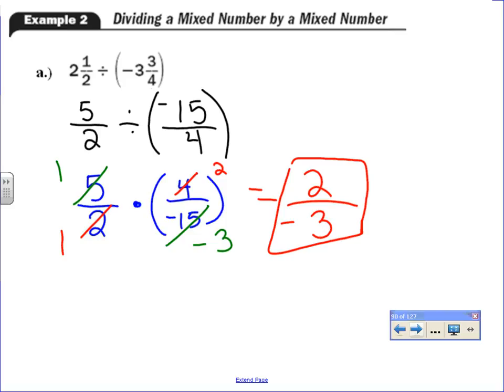Good job, Kevin. Good job. Wait. No, good job. I always forget you leave yours as improper fractions. Good.